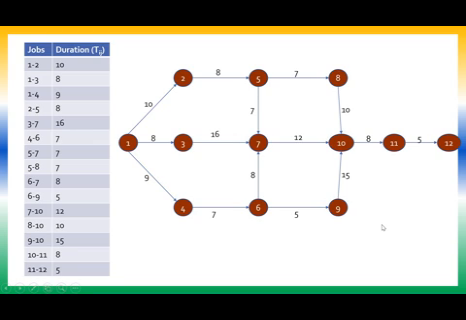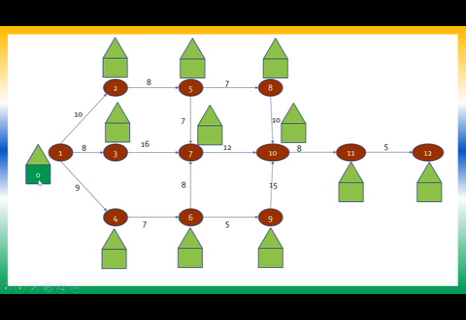Once the project network is drawn, as I said, we need to make provision for the forward pass computation and for the backward pass computation. For the forward pass, I require rectangles. For each circle, I put one rectangle. And for the backward pass, I require one triangle. So I put one rectangle and one triangle for each of the circles. One triangle, one rectangle. So I have done that for all the nodes.